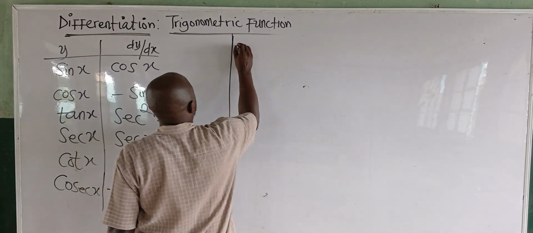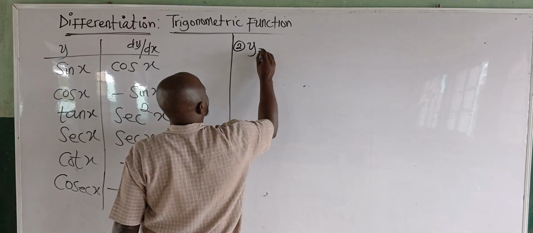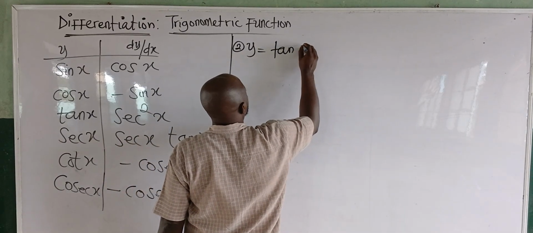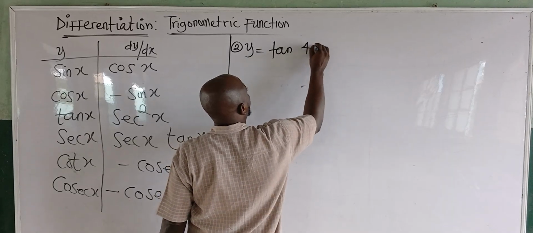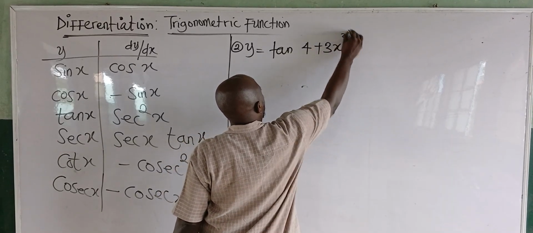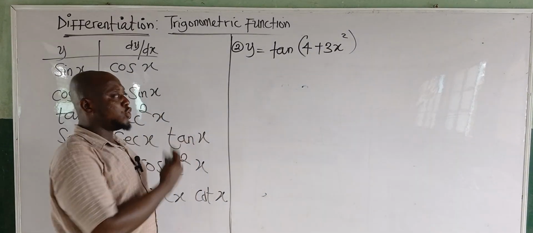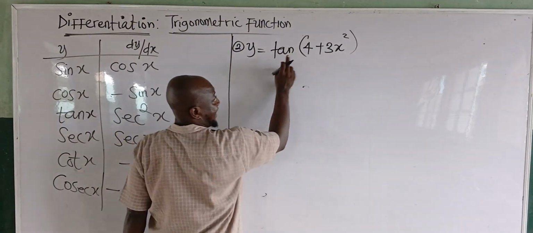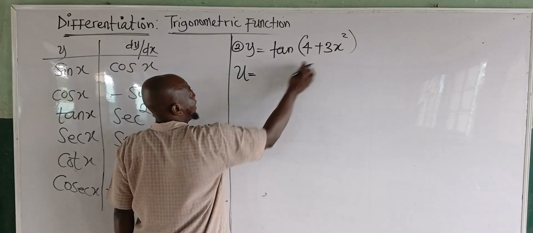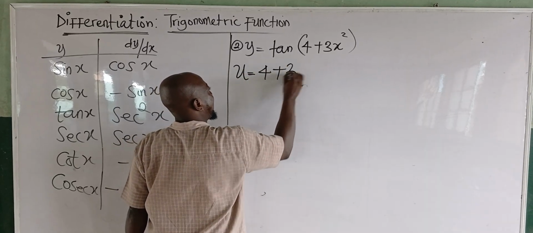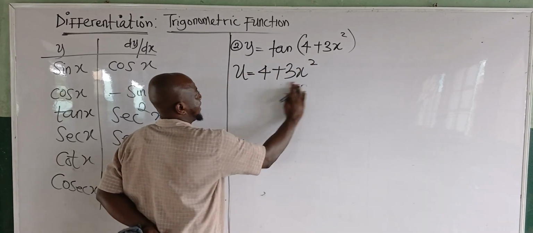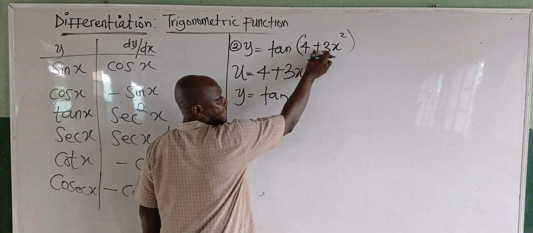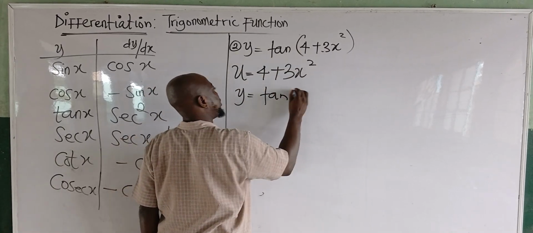So next up, going further, I have here example number 2. You have y equals tan of (4 plus 3x squared). What do you know going forward? I said everything here in the front is my u. So we say let my u become all of this. That's the first thing you note. And then next up, we say let my y be tan u. So I'll replace it with u like this.